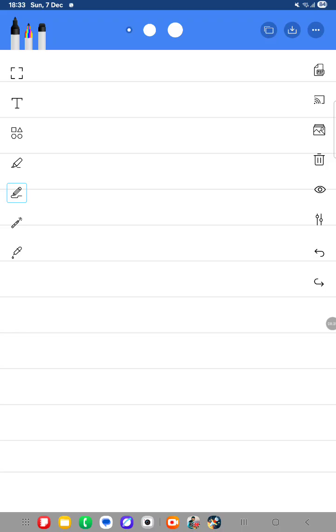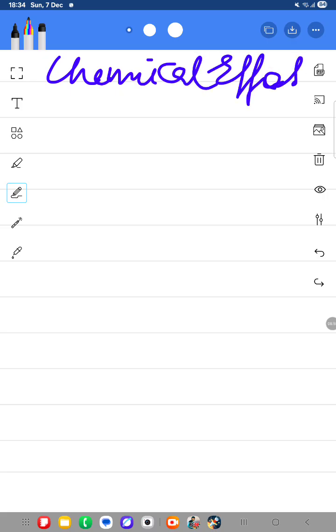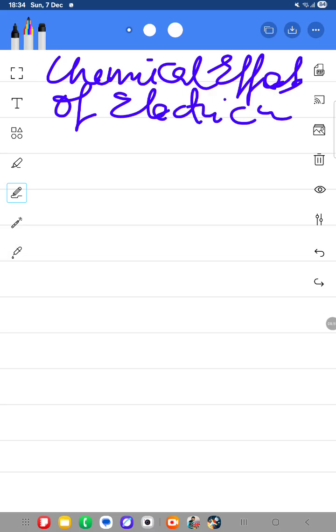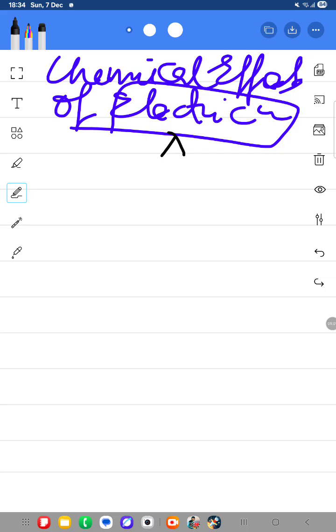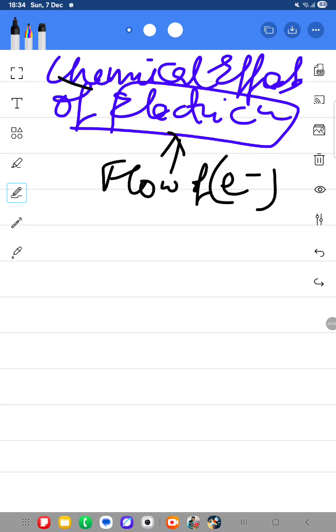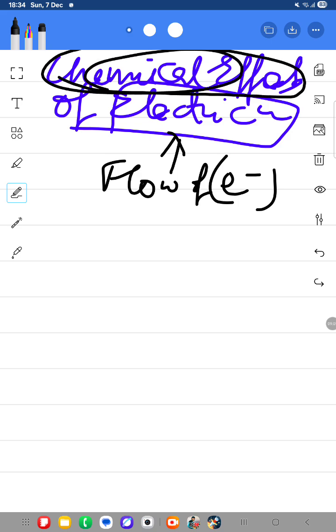So now we are going to study the heading of our chapter. The heading of our chapter is chemical effects of electric current. We have studied about electric current till now. We have studied what is electric current, the flow of electrons. But chemical effects, what does chemical effects mean?